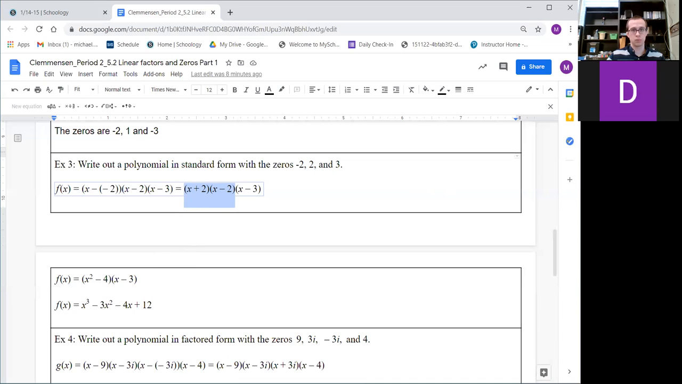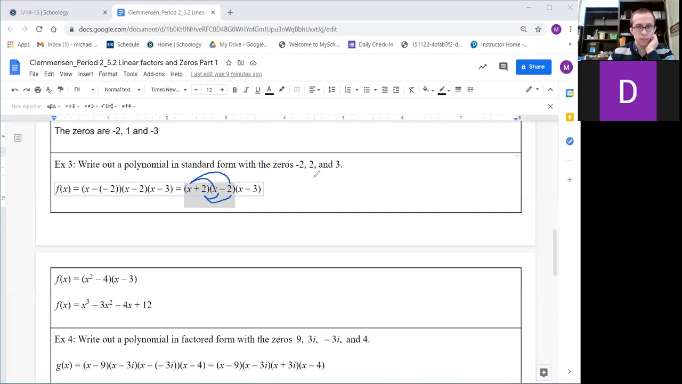I know that some of you do not like FOIL as a process. You like to use your other methods like the box method I saw, as well as the distribution method. However you FOIL or however you multiply two binomials, that is fine with me. I like to FOIL, so I'm going to show foiling right here. So I multiply these two, multiply these two, multiply these two. And then I just multiply them together.